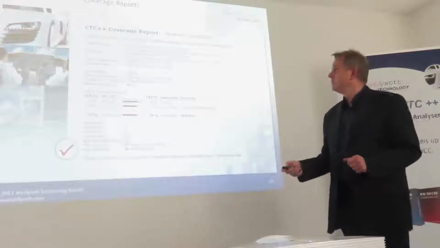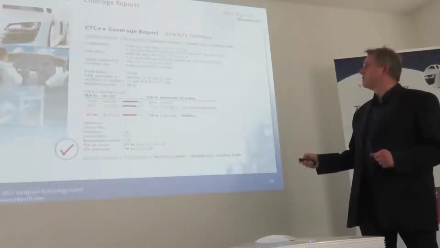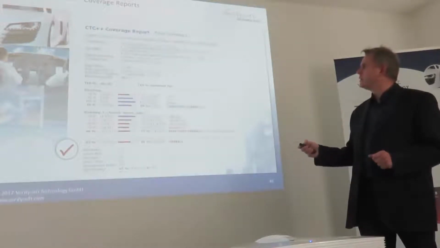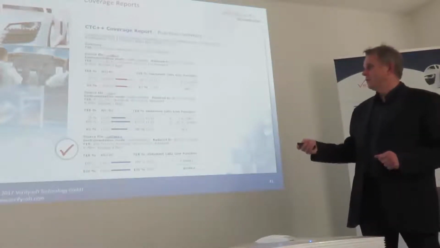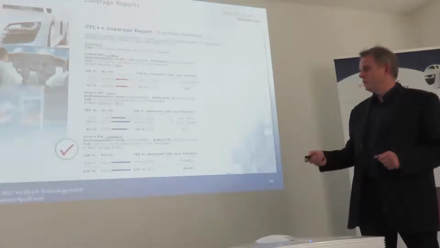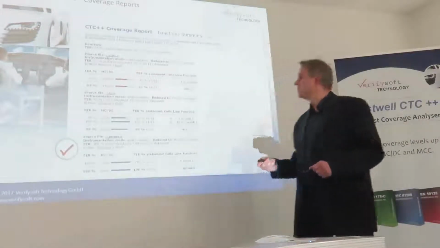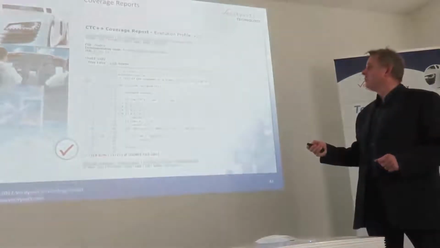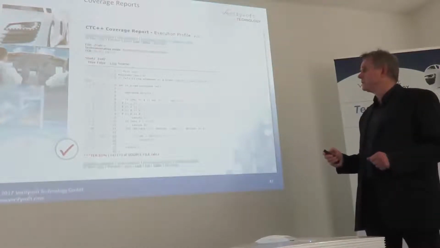We see here the directory summary for one directory. You can browse deeper, you come into the file summary, and from here you can drill in to see for each function the coverage. And even when you click on the function, you come into the source code. And here you see the execution profile. You see exactly what happened in the source code, what has been tested and what has not yet been tested.